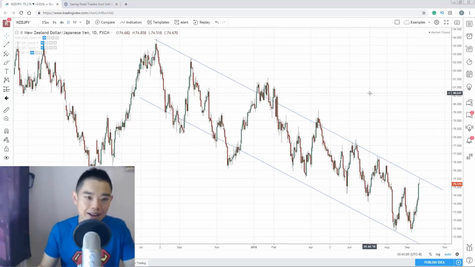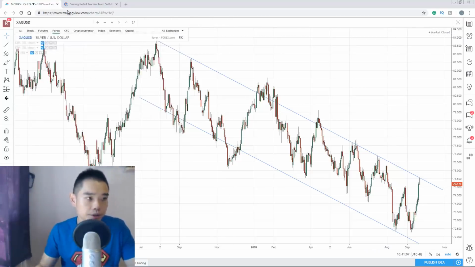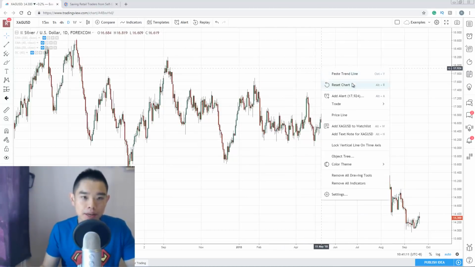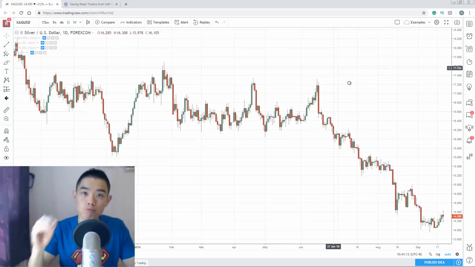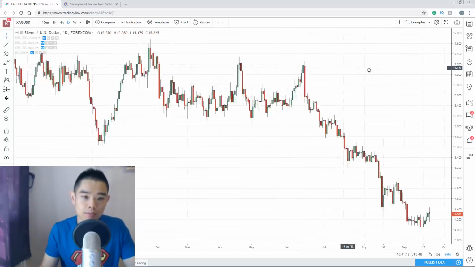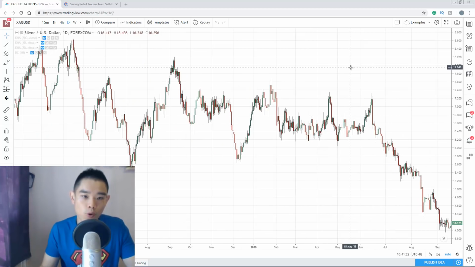Alright, so let me share with you another example. Let's have a look at silver. I think it's XAG USD. Looking at silver again, same thing. Let's repeat the 3-step technique. Number 1, zoom out. I typically have about 470 candles, as you've seen earlier. I move my mouse scroll 5 times lower. 1, 2, 3, 4, 5.